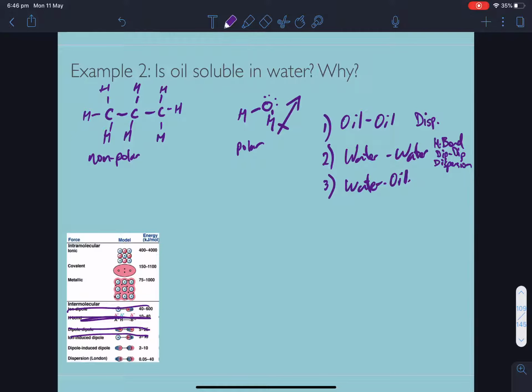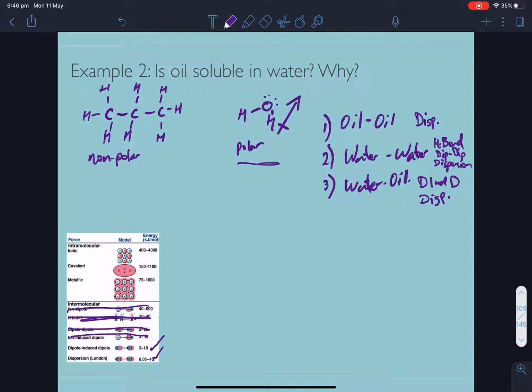A dipole-induced dipole needs a dipole and a nonpolar. We've got a dipole and a nonpolar. So we've got the criteria for the dipole-induced dipole. The water will approach the oil and make it slightly polar by attracting the electrons over to one side. And we have also London dispersions because they both have electrons. So we have dipole-induced dipole, and we have dispersion.